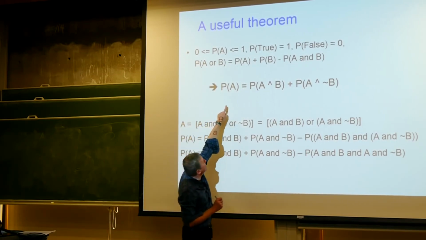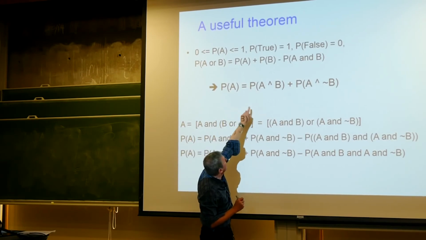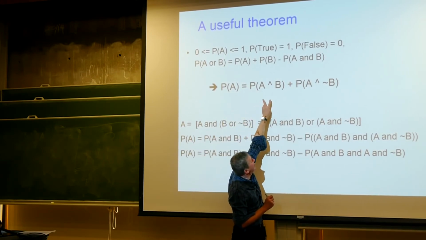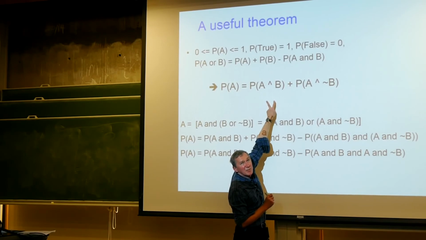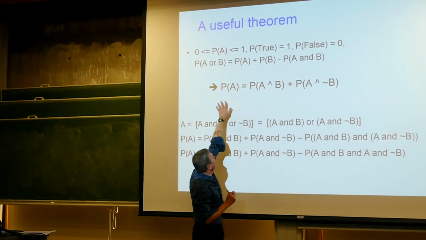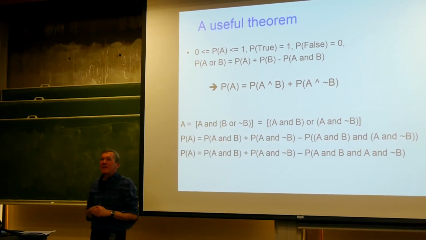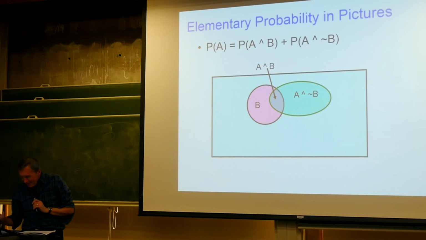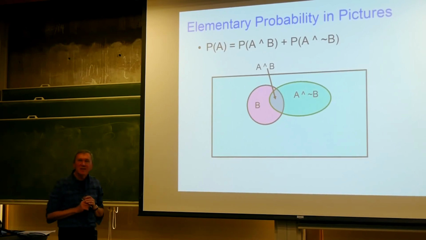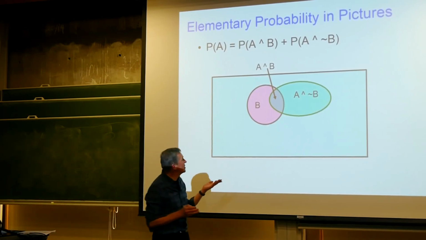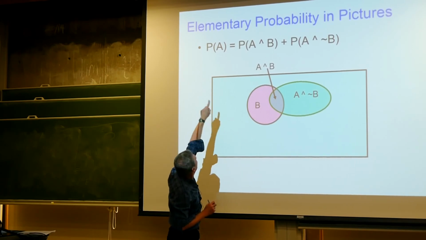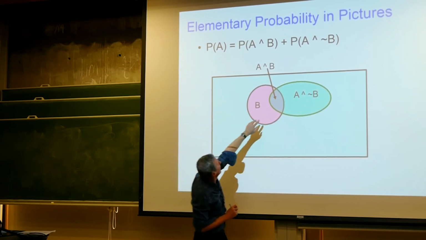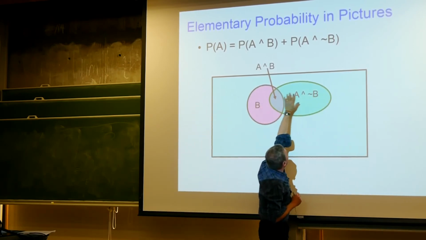But the essence of this is that if we happen to know the probability of the joint A and B assignments, we can use that to calculate the marginal, just the probability of A alone. That's valuable. Here we can see the same rule, but in pictures. If I want to know the probability of A, that's actually the area of this green region.